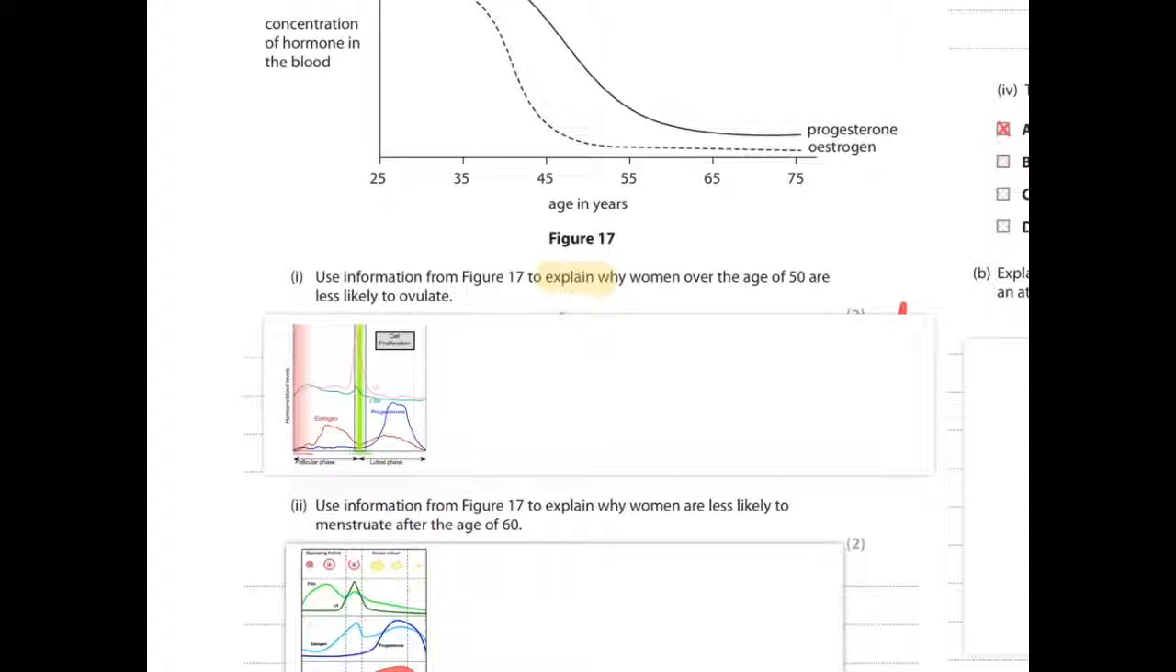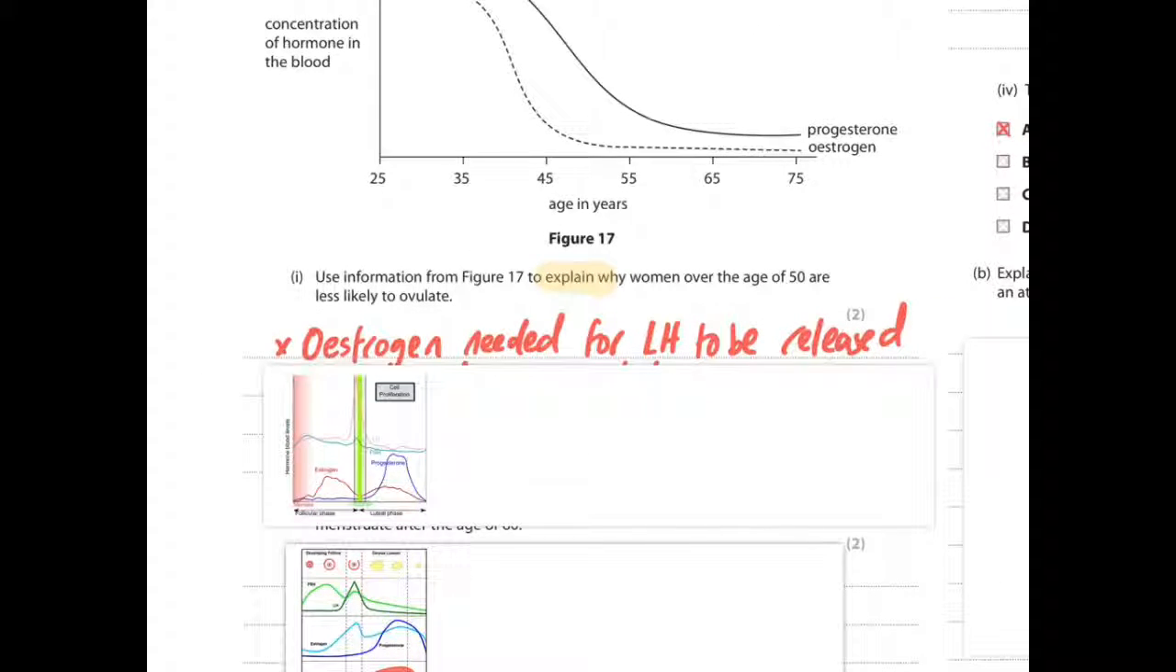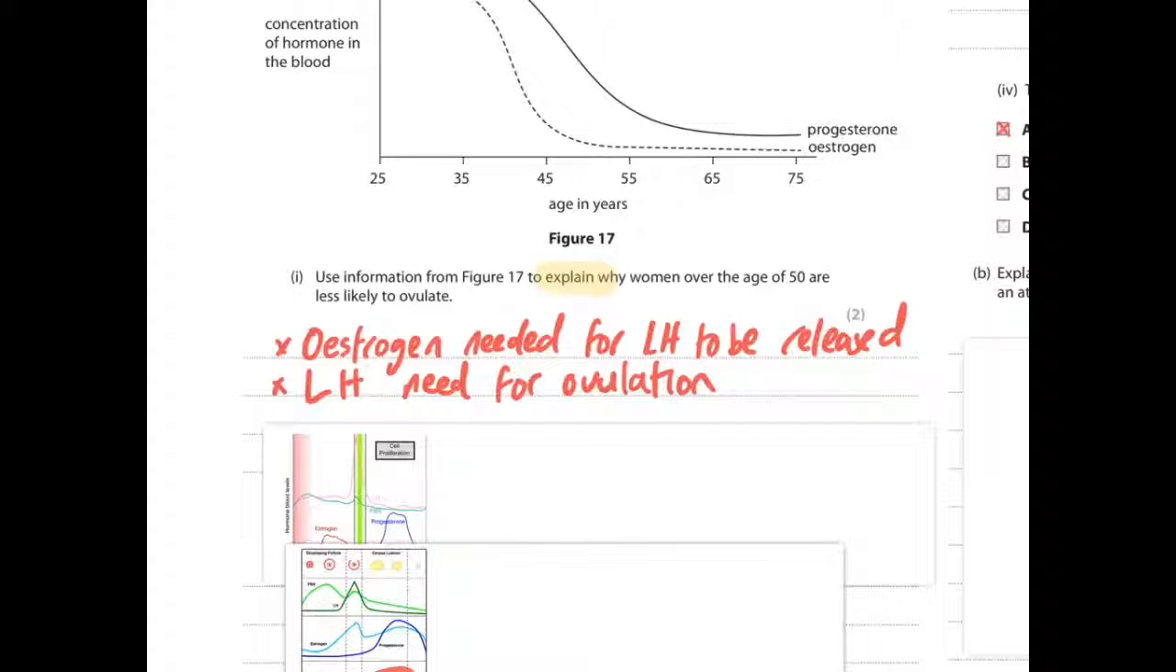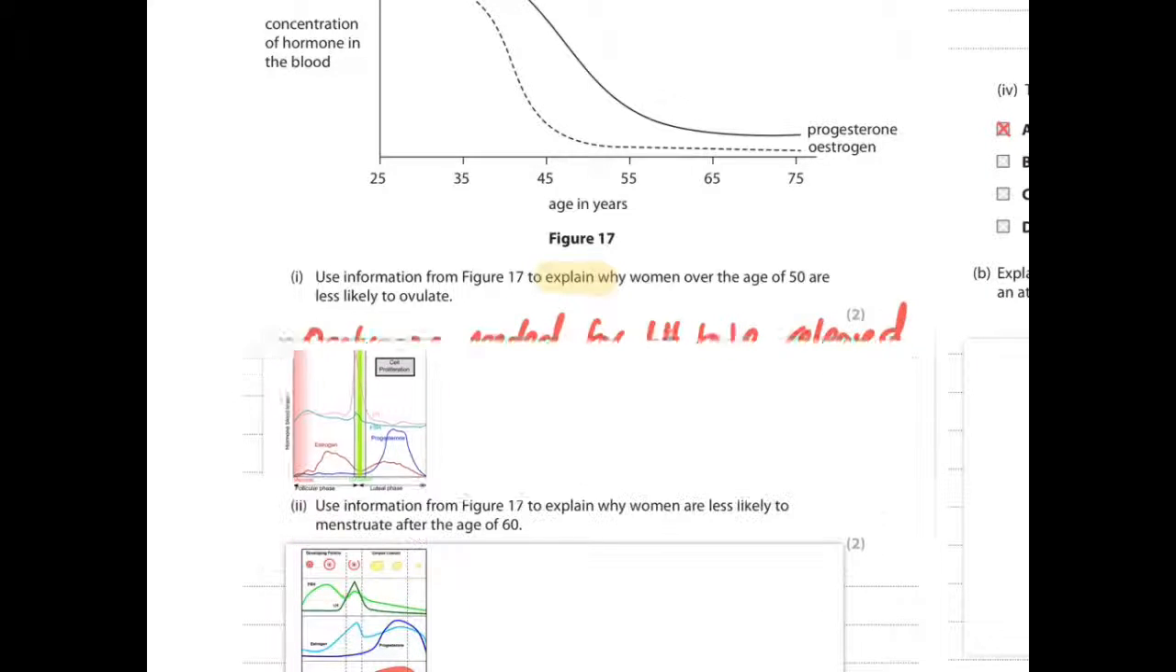So what do you say? Estrogen is needed for LH to be released. LH is needed for ovulation. You're just linking those 2 points.